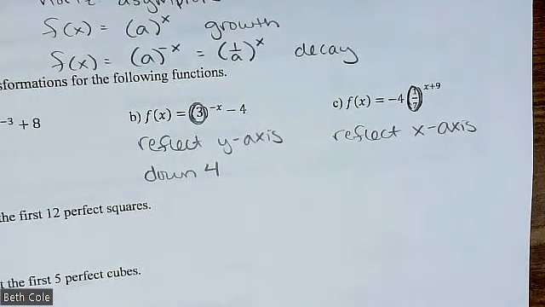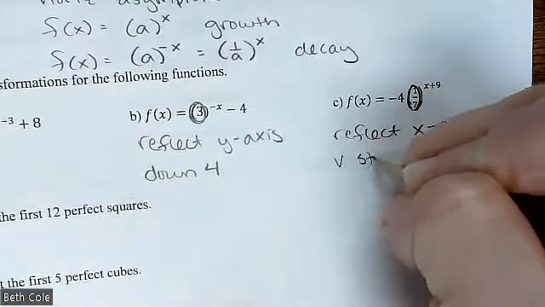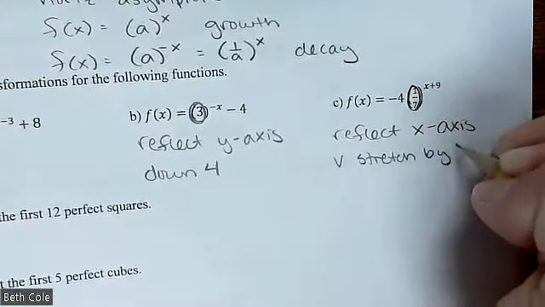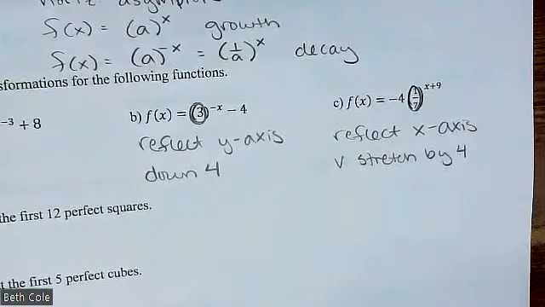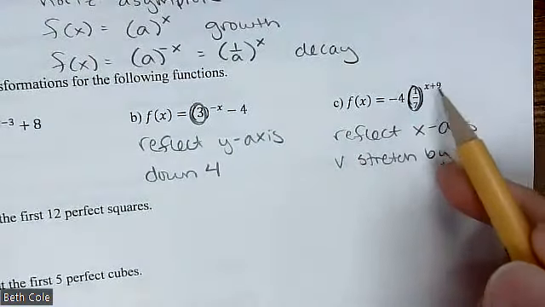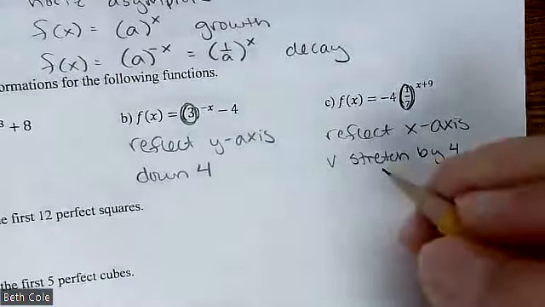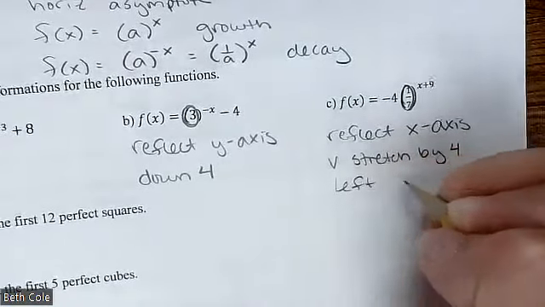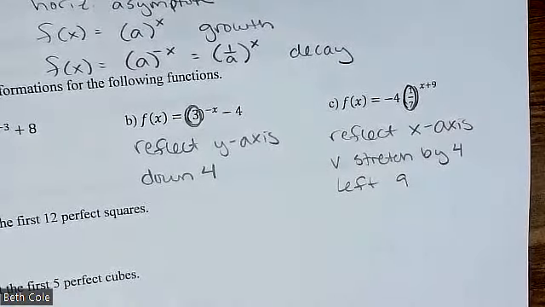Now, there's also a 4 out front. So that's, yep, good, perfect. It's taller. So vertical stretch by 4. And then the +9 is inside. So it's kind of backwards. Good. Left 9. So again, let's review, but I just wanted to go over that again. And the base number doesn't do anything.